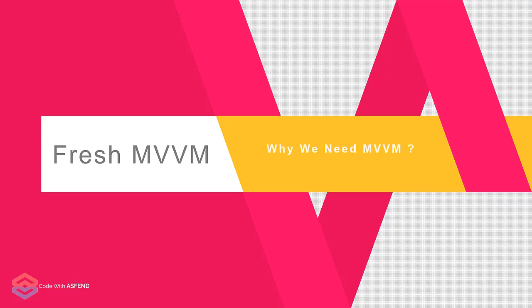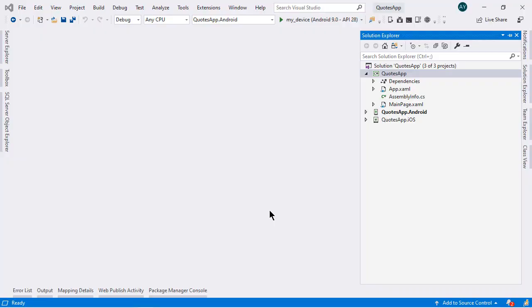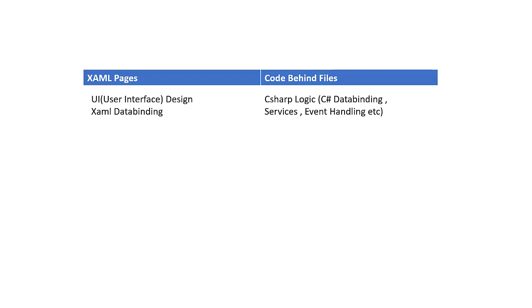In this module, we're going to learn why we need the MVVM, or Model-View-ViewModel, pattern to make our Xamarin Forms application. In a normal Xamarin Forms application, developers most often use XAML pages to write the XAML code for UI design, and the code behind file to write all the logical code of that XAML page, like event handling, data models, services, navigations, and things like that.